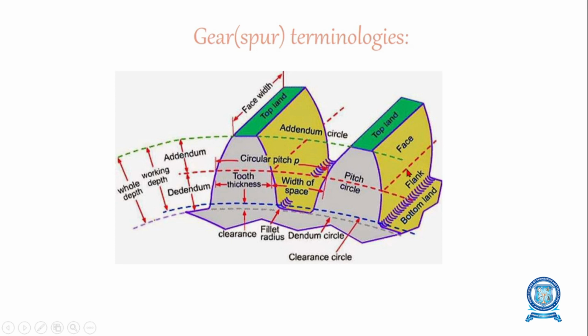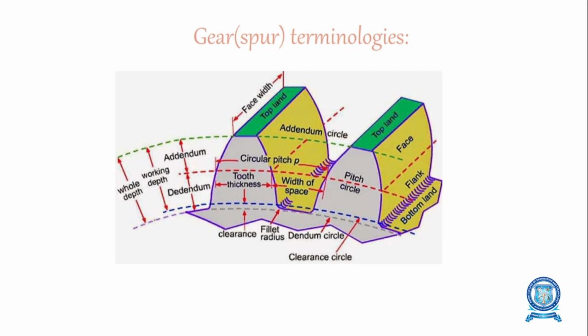Next one is base circle. It is a circle of the gear from which the involute profile is derived. Base circle diameter is equal to pitch circle diameter into cosine of the pressure angle of the gear.